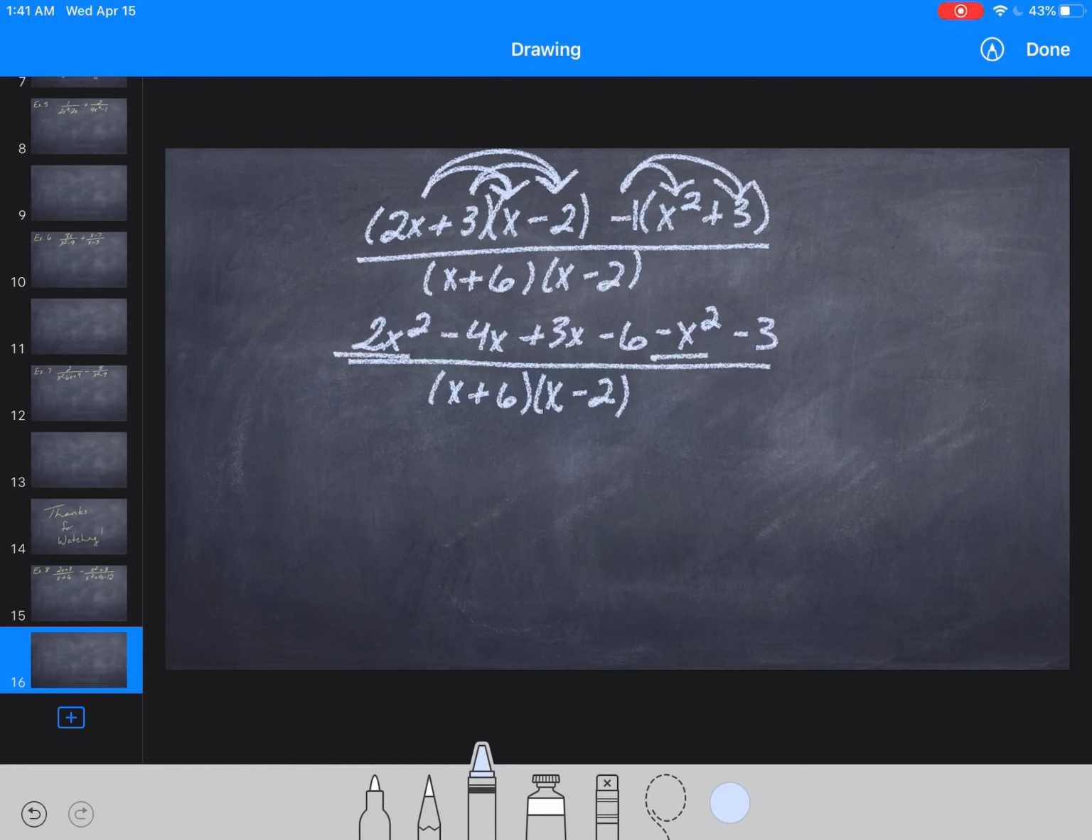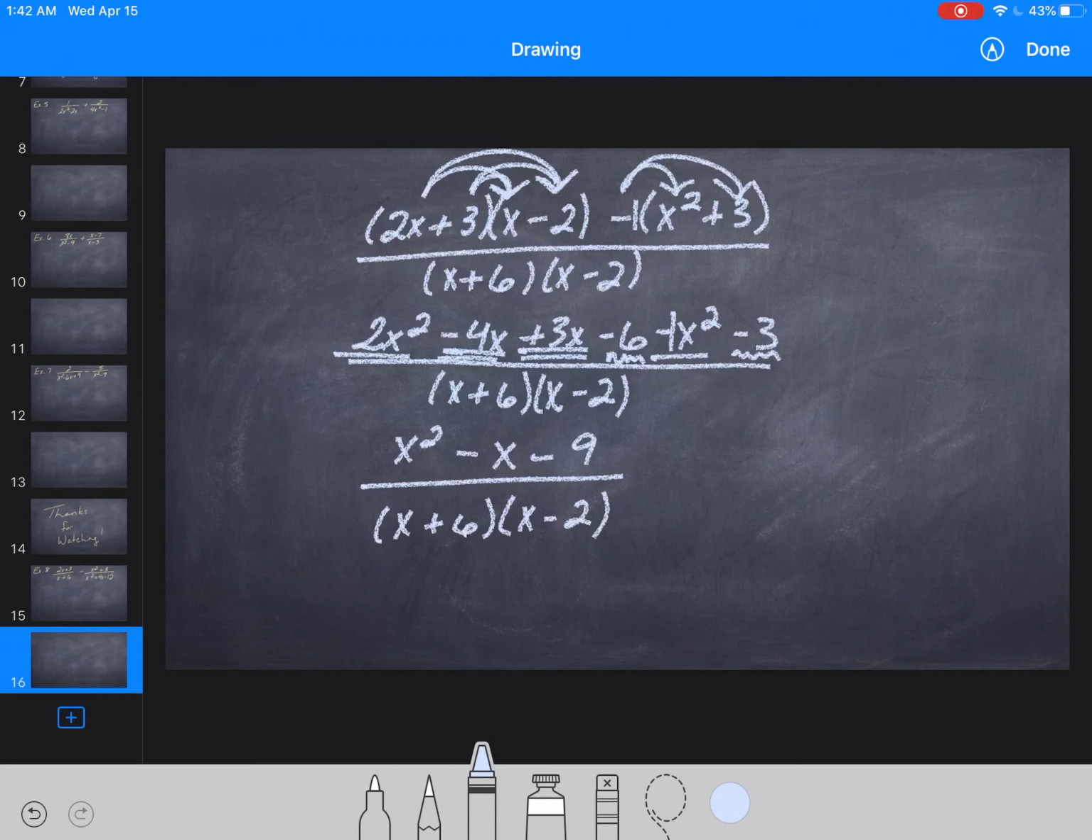Now I'm going to combine like terms. I have a 2x² and a negative 1x². 2 minus 1 gives me 1x², so I'm just going to write x². I can combine my negative 4x and my positive 3x. Negative 4 plus 3 gives me a negative 1x, or just minus x. And then I have a negative 6 and a negative 9, so I combine those and I get minus 15, all over (x + 6)(x − 2).